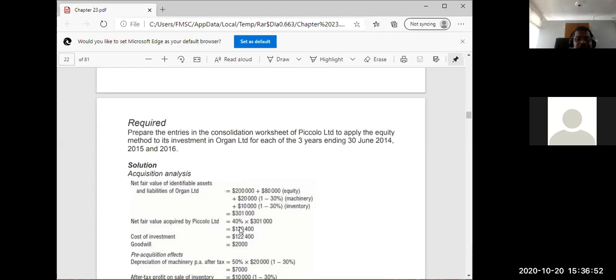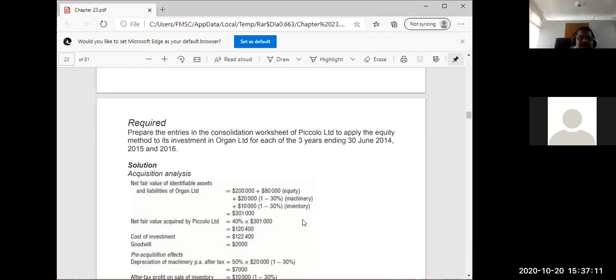And for that acquisition, you paid 122,400. So you see, you are paying more than what is being acquired at fair value, by 2,000. So you consider this 2,000 as goodwill.